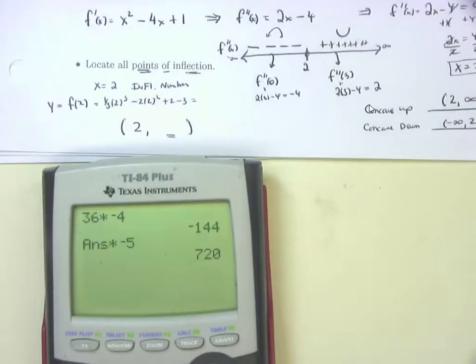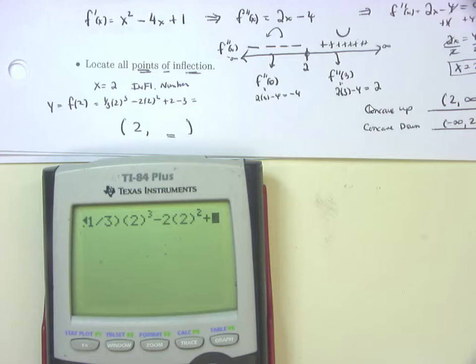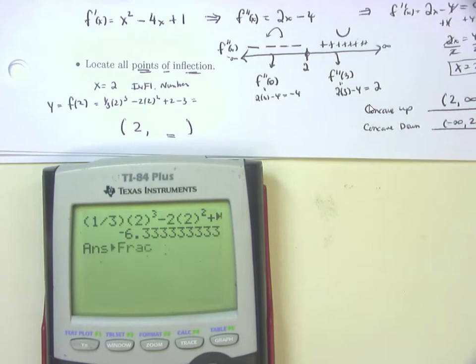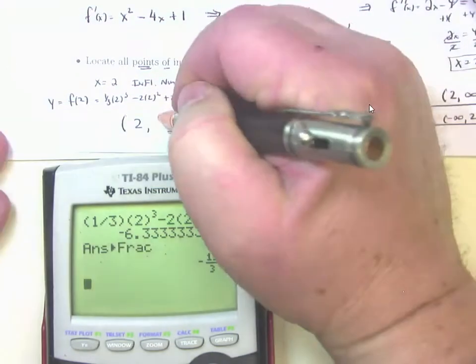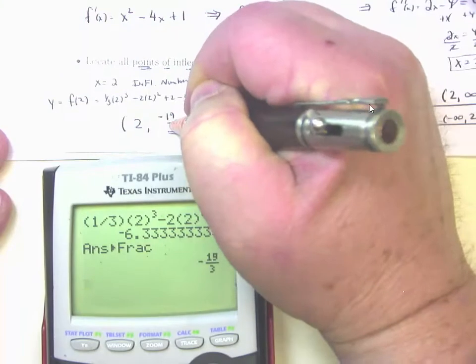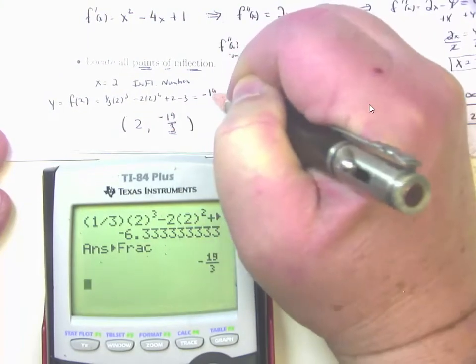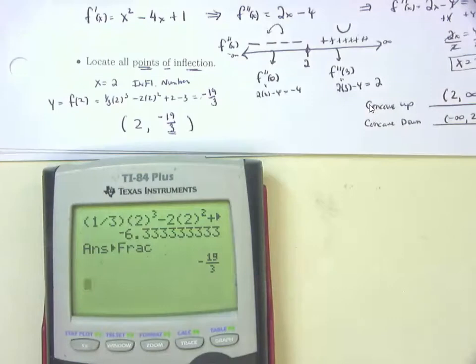So here we go. It'll be 1/3 times 2 cubed minus 2 times 2 squared plus 2 minus 3. I end up getting, I guess with that interesting fraction, I'll make a fraction here. I got negative 19/3. Does that make sense? Just a y coordinate, whatever it happens to be when you chunk it in. But you gotta go to the original function to get that y coordinate.